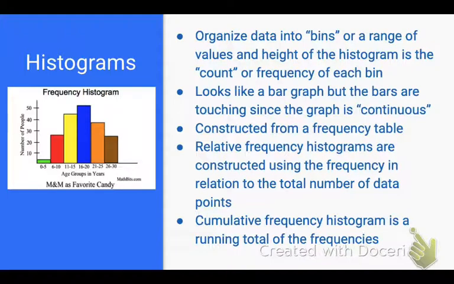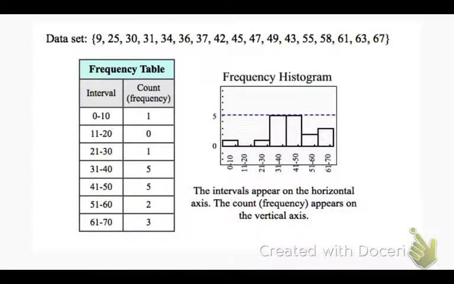For a relative frequency histogram, we take our data set and create our frequency table. So you still have the intervals or your bins over on the left side, and then your count or your frequency, sorry, this is just a frequency histogram, is listed there, and then you see that height reflected on the height of the bars.